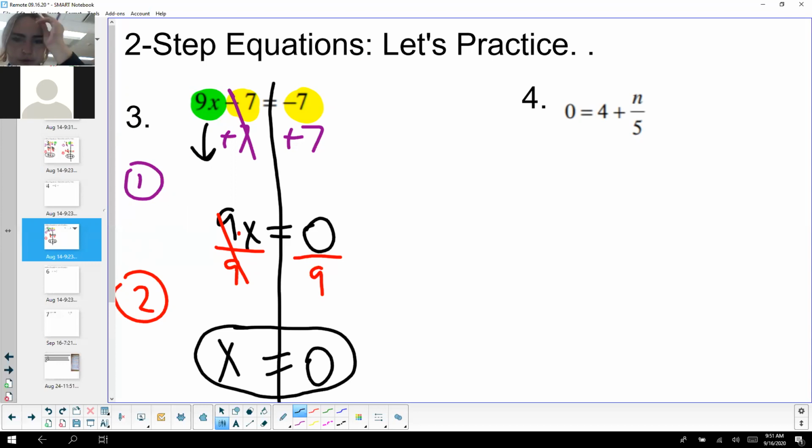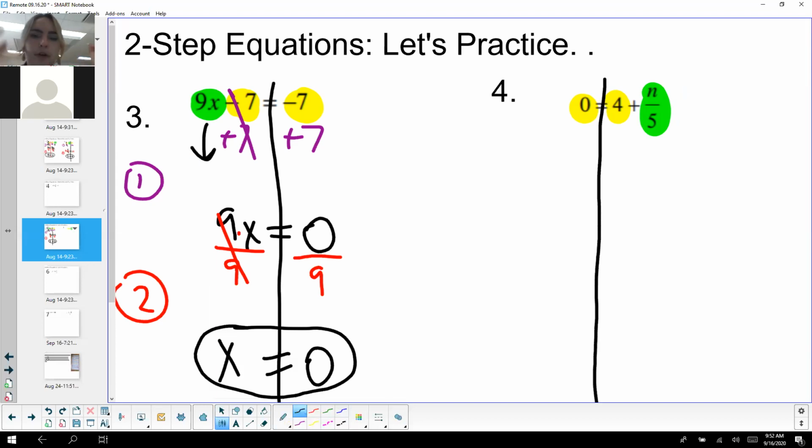Number 4, we've got 0 equals 4 plus n over 5. So this one's a little bit different just because we've got the variable on the right side instead of the left side. I'm going to move this over a little bit. I've got my 0 and my 4 as my constant terms, and this n over 5 is my variable term. I identify those so that I remember that any step involving the variable, I need to save for last.